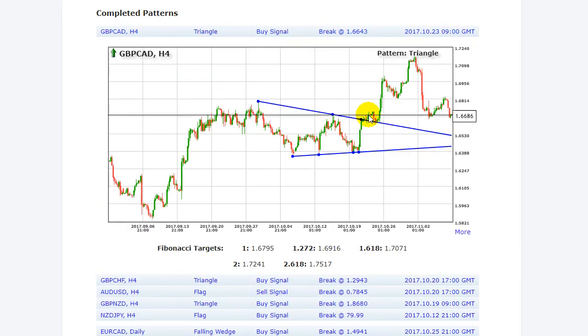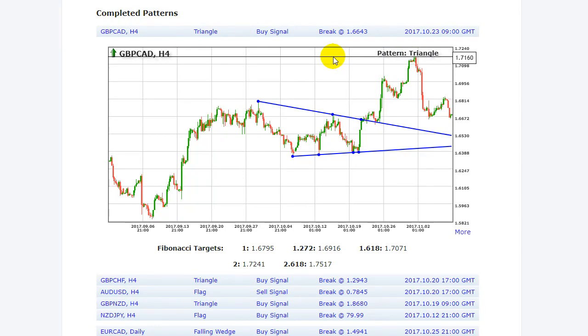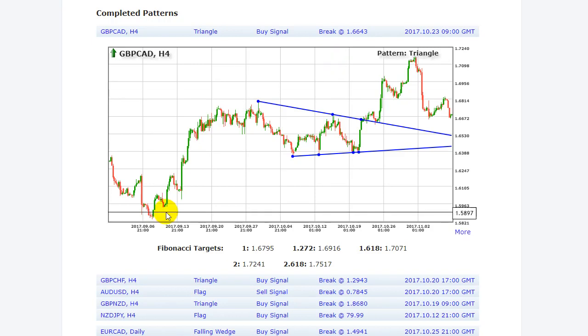Pound CAD was a buy, and another one that did really well on the 23rd, which is in this area right here at 66.43, and you get as high as 71.60. So another really good trade. 400 odd pips. Great trade.